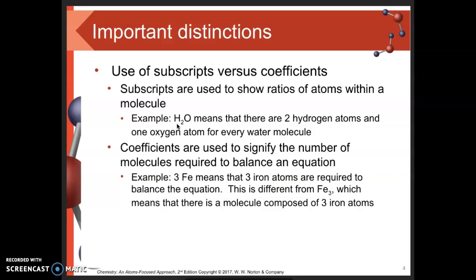So when we're balancing equations, we're going to use coefficients. Coefficients are what we use to signify the number of molecules that are going to balance the equation. Again, the distinction here: putting a 3 in front of Fe means that I have 3 individual iron atoms in the reaction vessel, as opposed to Fe3, which would imply that I've got some sort of molecule that has 3 iron atoms attached to it, and every one of those molecules would have 3 iron atoms. It's a subtle difference, but it's an important difference when we start looking at how to use these.